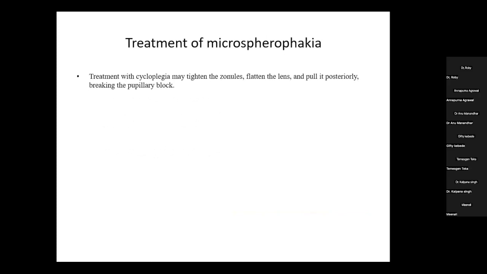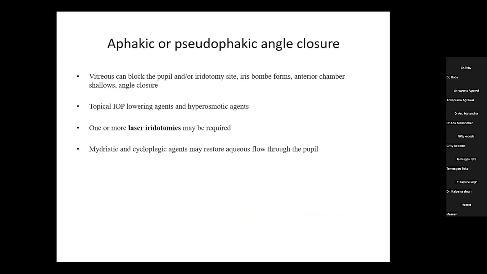Treatment of microspherophakia: we use cycloplegic agents that tighten the zonules, flatten the lens, and pull it posteriorly, breaking the pupillary block. Aphakic or pseudophakic angle closure.